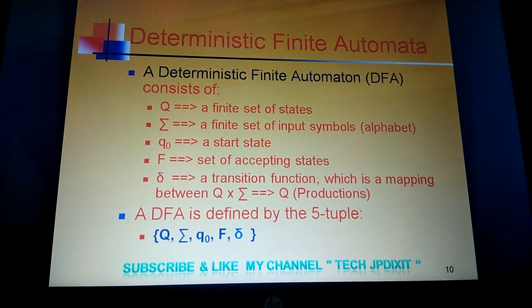So we discuss the DFA, which is the basic 5-tuple: capital Q, sigma, Q0, F, and delta, the transition function. A finite set of states, a finite set of input symbols, a start state, a set of final states, and a transition function, which is a mapping between productions.